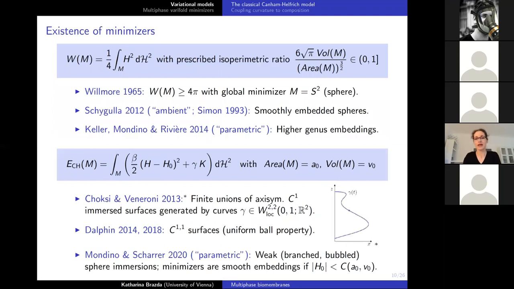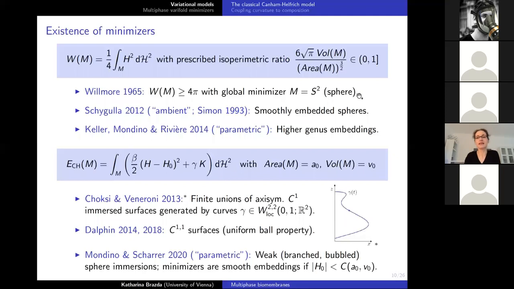But nevertheless, some results have been obtained. So for completeness, I first list some results for the Willmore energy, which is, as I said, a special case of the Canham-Helfrich energy. But I restrict to results for the Willmore energy with prescribed isoperimetric ratio, because this energy is scale invariant. More precisely, it's conformally invariant. So volume and area constraints boil down to prescribing the isoperimetric ratio.